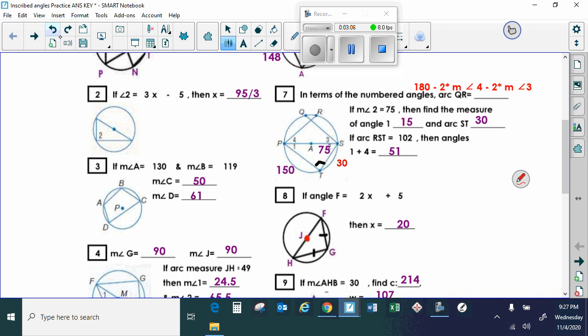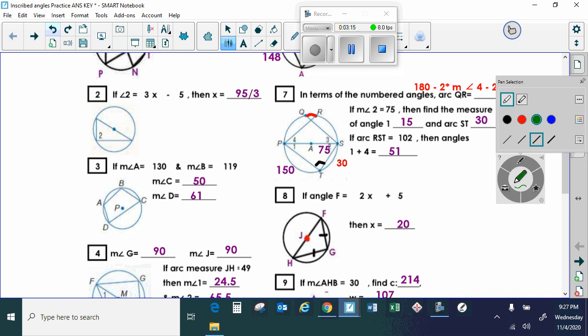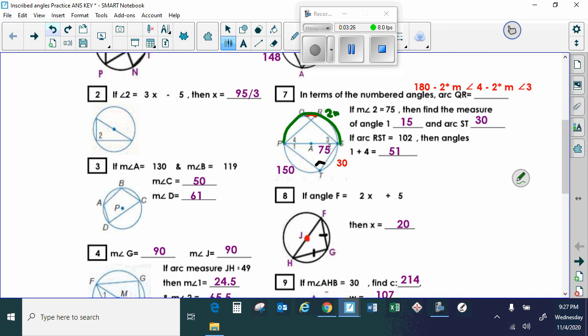Number 7. Okay. In terms of the numbered angles, arc QR, we want to find this QR. Well, we have that this whole thing would be 180, right? Well, I know arc RS is double the measure of angle 4. I know arc QR is double the measure of angle 3 right here. Okay, so the whole thing is 180. So I take the 180 minus 2 times the measure of angle 4 minus 2 times the measure of angle 3 gives me arc QR right there. So here's my answer.